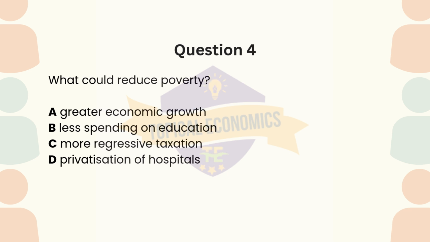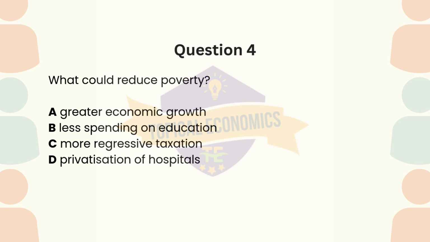Coming to our fourth question, this is from October-November paper 2021, version 3. What could reduce poverty? And the options are given as below. Now option A is greater economic growth. Now greater economic growth typically leads to more job creation and higher income levels across society. As the economy expands, it can lift many people out of poverty by increasing employment opportunities and wages. This option is correct. But yet let us evaluate the other options also that are given.